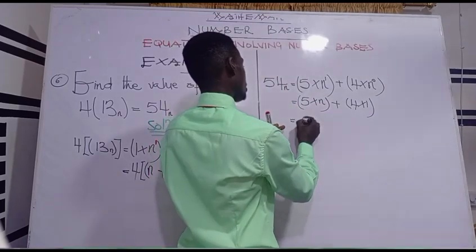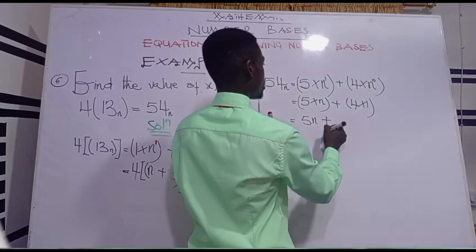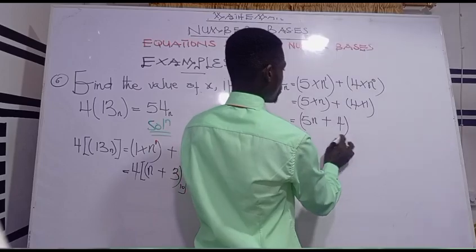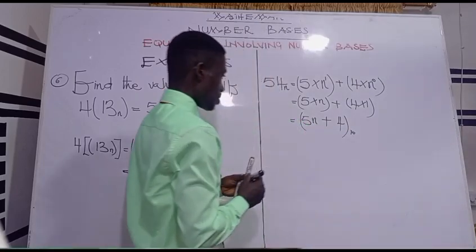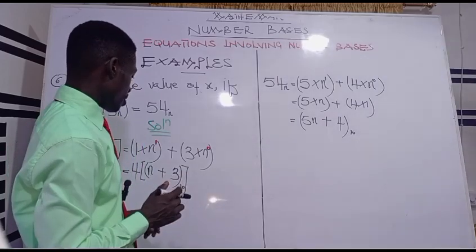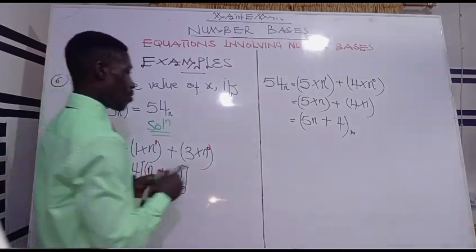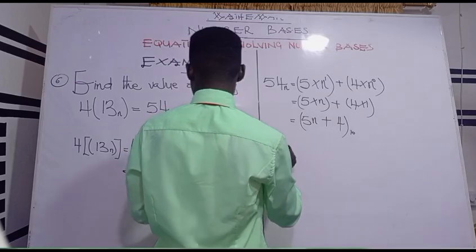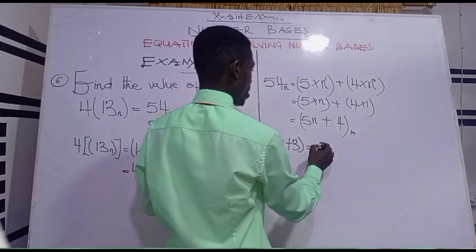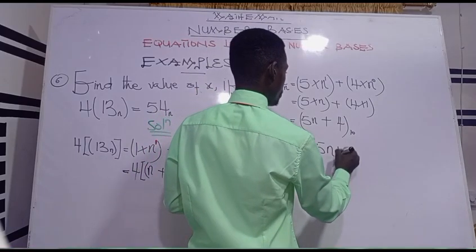5 times n will give us 5n. 4 times 1 will give us 4, all to the base of 10. So all of them are in base 10. So we can equate them and then solve for the value of n. So we have 4 brackets n plus 3 is equal to 5n plus 4.